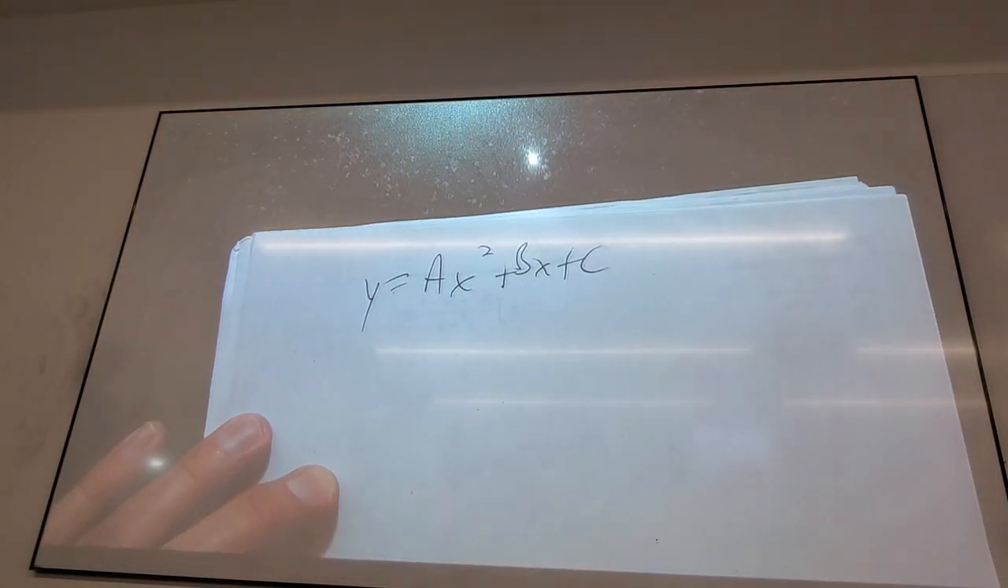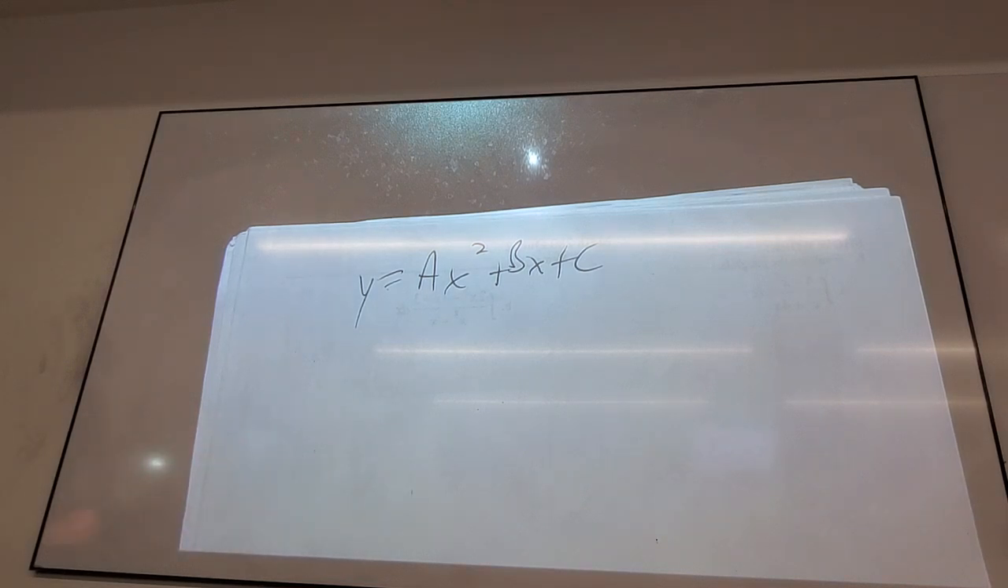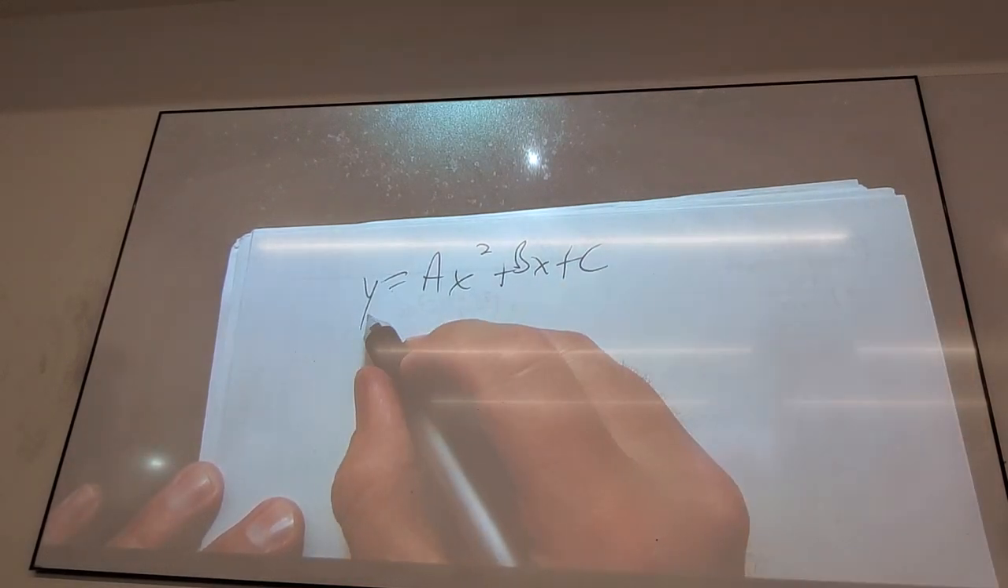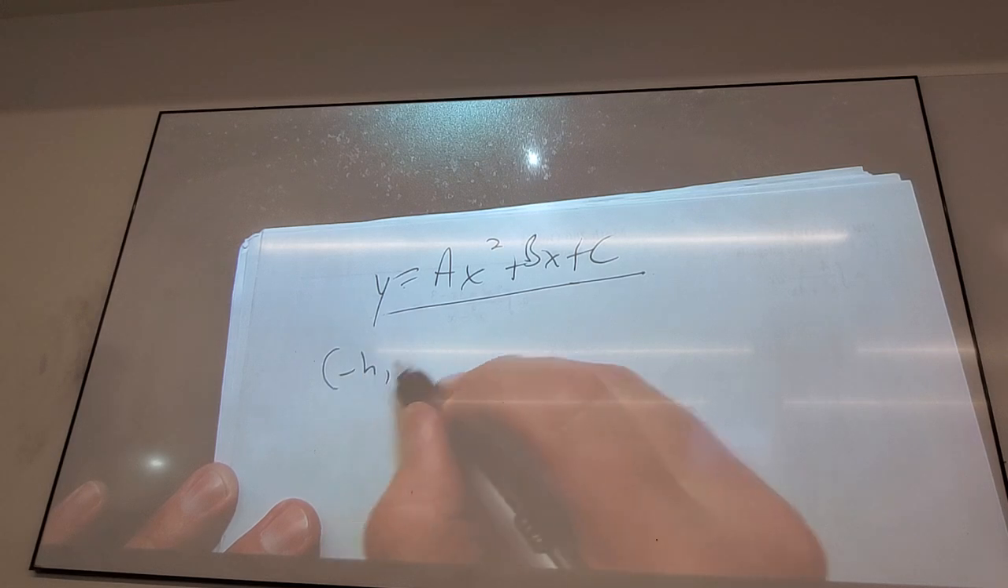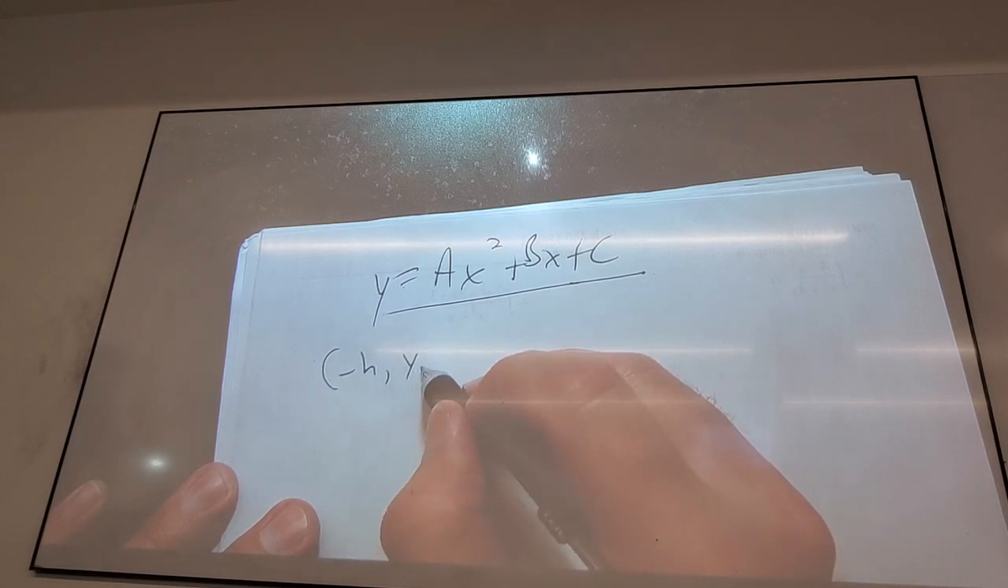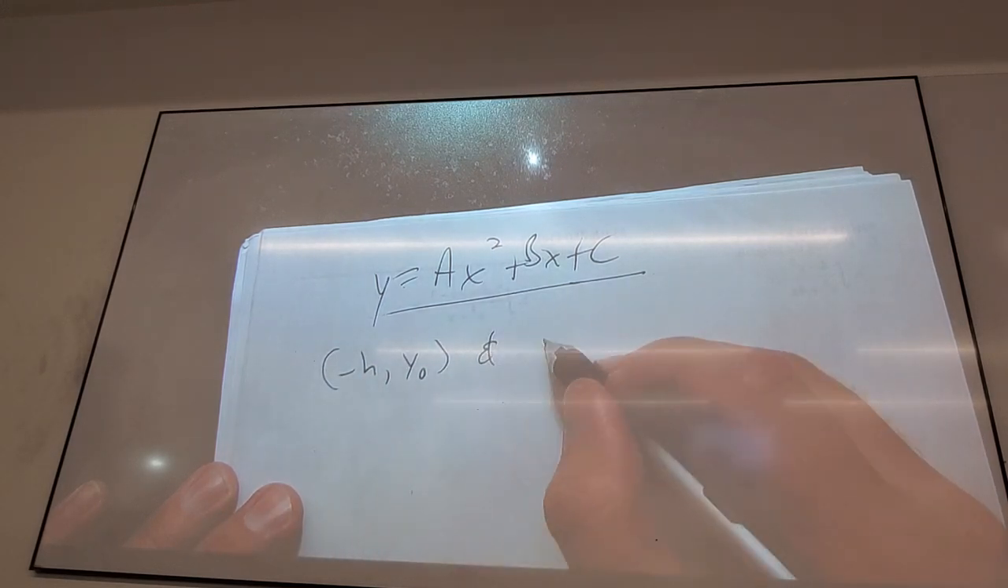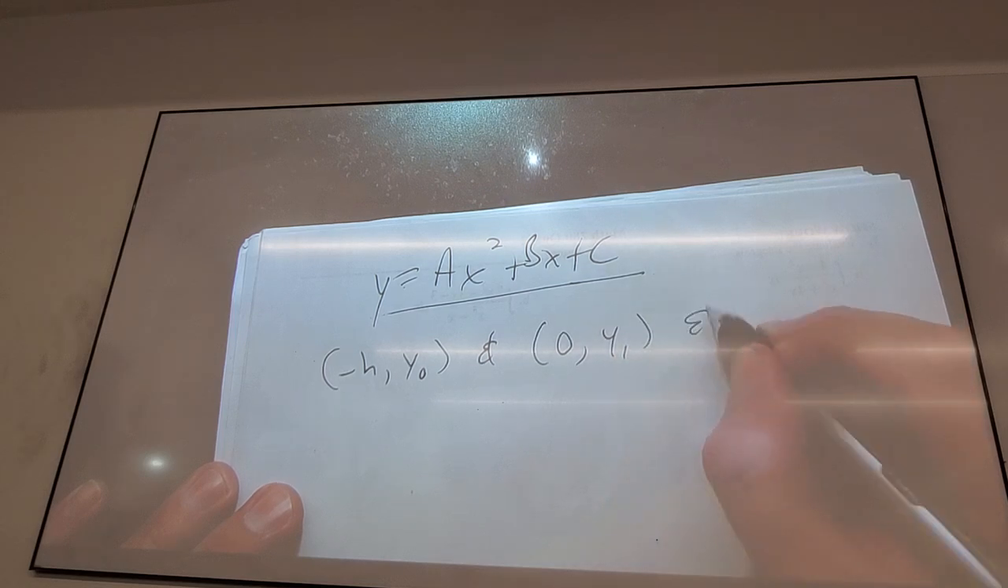What were the points that they're supposed to work in? What were the points that were supposed to work in this? Negative h, y naught, and then 0, y1, and h, y2.